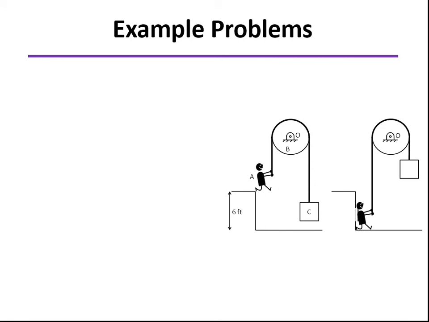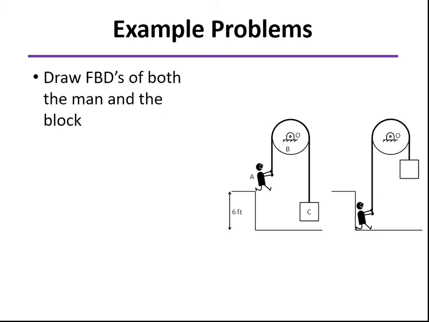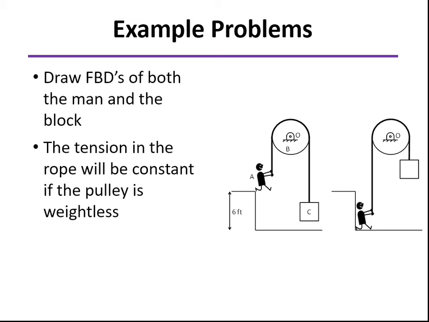Here's one of my favorites. This is Pulley Man. You'll see him a lot throughout the semester. And in this case, you want to draw two free body diagrams, one of the man and one of the block. And in this first iteration of this, we say that the pulley is weightless. And what that means is you can turn the pulley without having any kind of unbalanced moment on it. So in other words, the tension on both sides of the pulley are going to be the same, and so the tension in the rope in this case is going to be constant.